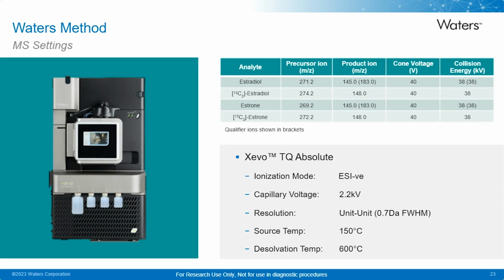And then if we take a look at the Xevo TQ Absolute conditions, the detection was performed in negative ionization mode, and the voltages and temperatures are shown in the grey box. The instrument was set to unit resolution, which is around 0.7 Daltons at full width, half maximum height. And the mass to charge ratios of the estrogens can be seen in the table for the precursor and product ions, and their optimized cone and collision voltages are also shown.